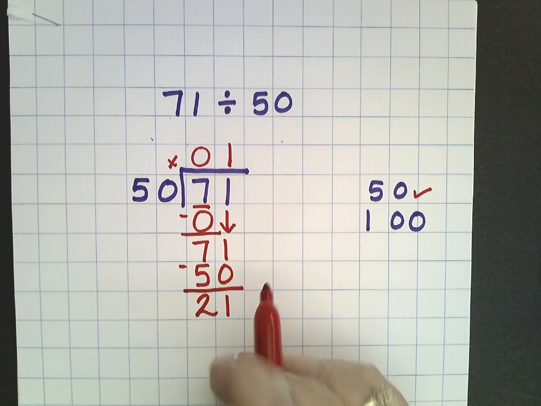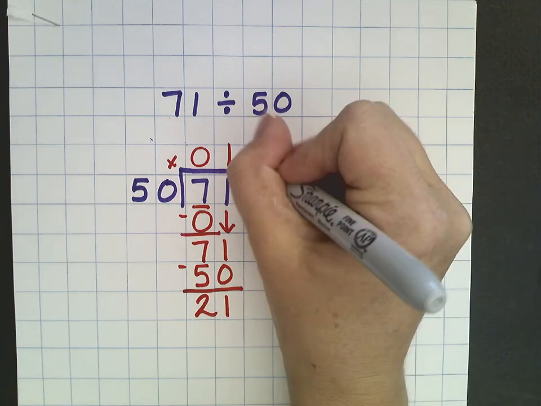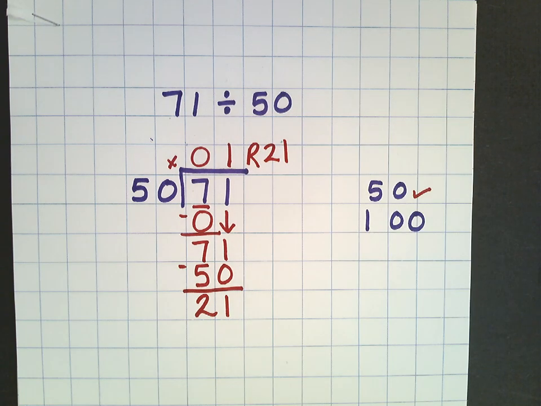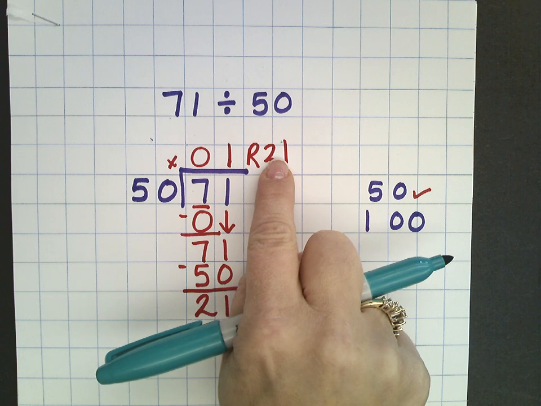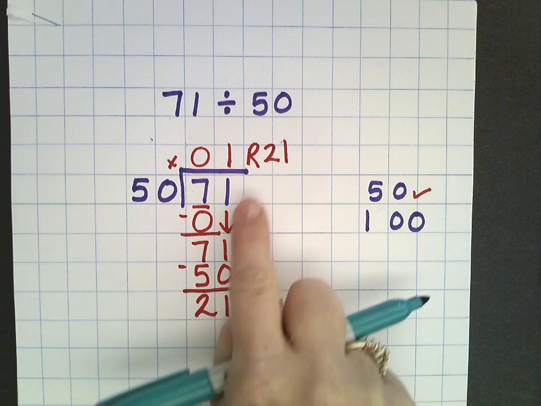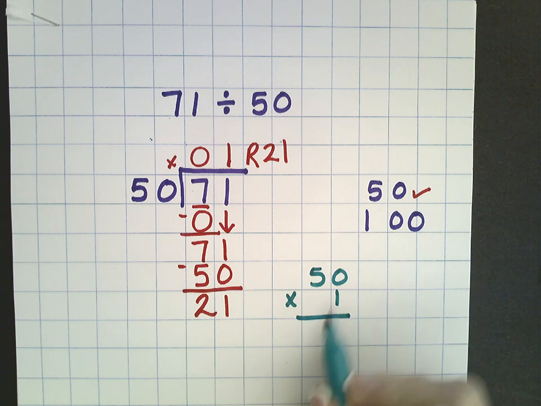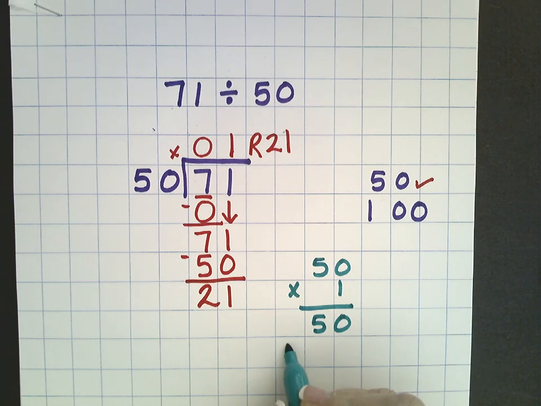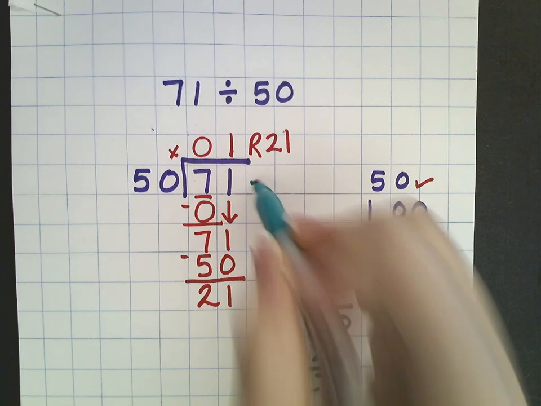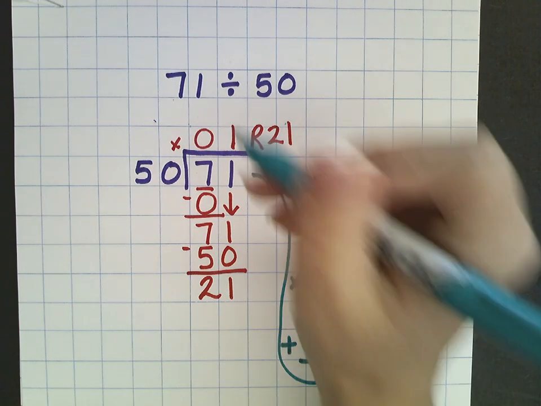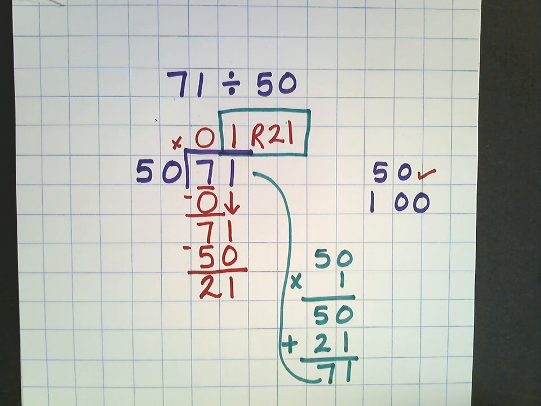No more numbers to bring down. Let's double check that remainder. 21 is less than 50, so we're good to go. Now we're going to check it. Once again, 50 times 1, and then we're going to add on our remainder. We subtracted to get it, we add it on. So I'm going to do 50 times 1, pretty easy, 50. Add on your 21, and you get 71. And notice it matches your dividend, so therefore my final quotient is 1, remainder 21.